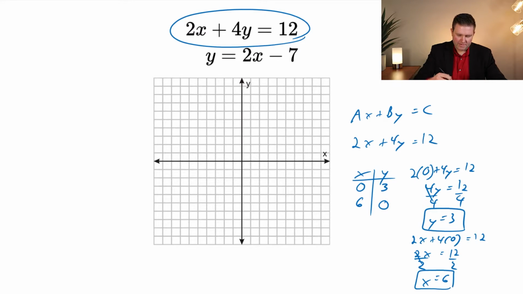If we just put those on the graph, 0, 3 is 0 for the x, and then 1, 2, 3 for the y, and then 6 for the x for the second point. 1, 2, 3, 4, 5, 6, 0.